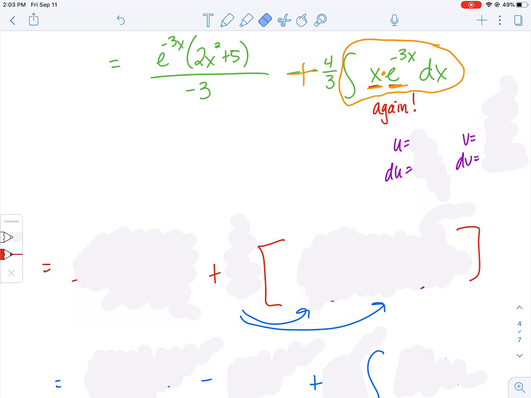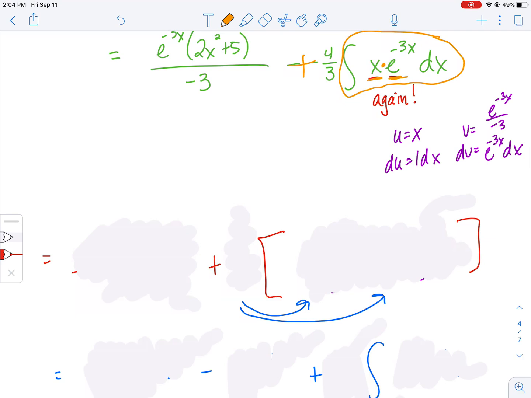So I'm going to call u x. That means du is 1, or 1 dx. That means I'm going to call the rest of it dv. That's the e to the negative 3x dx. The antiderivative then is e to the negative 3x over negative 3.